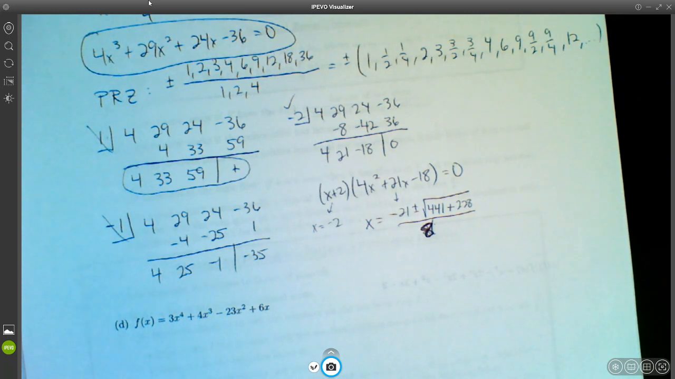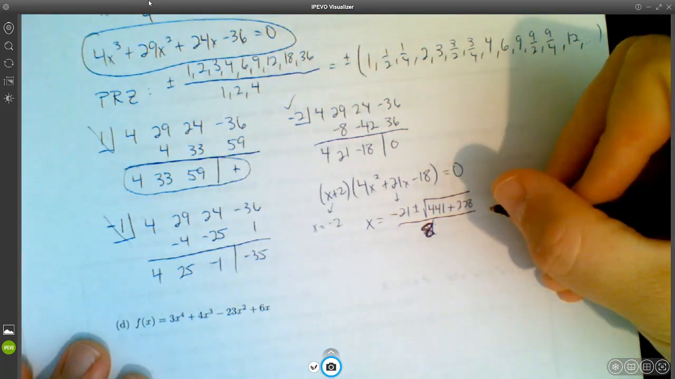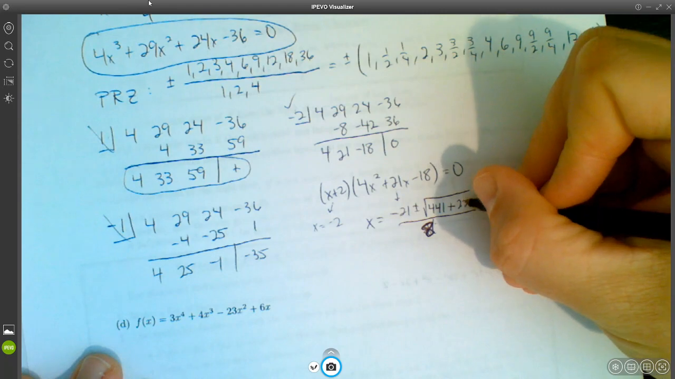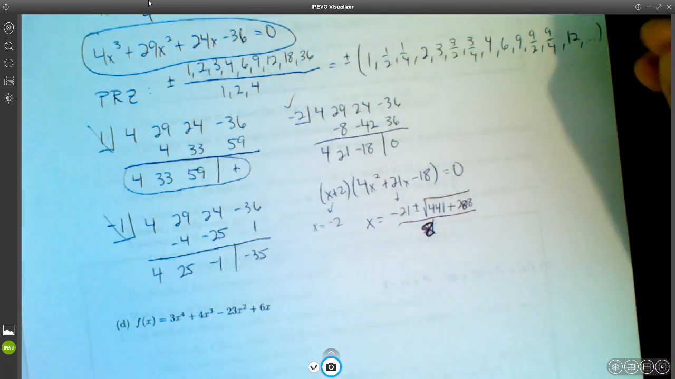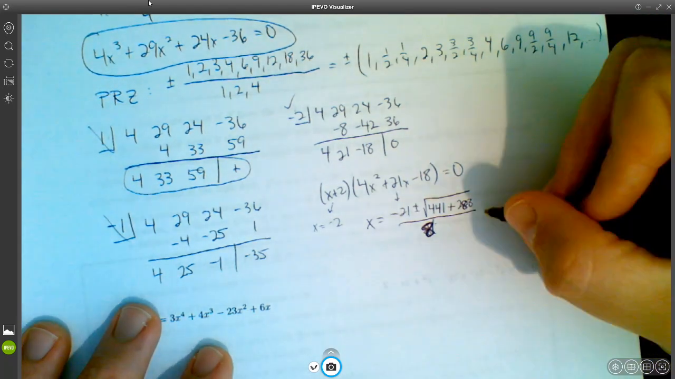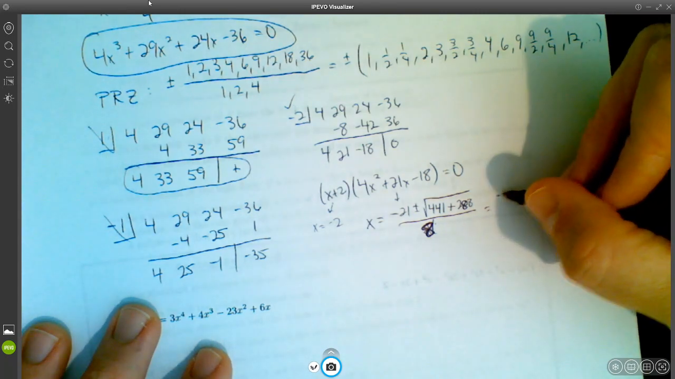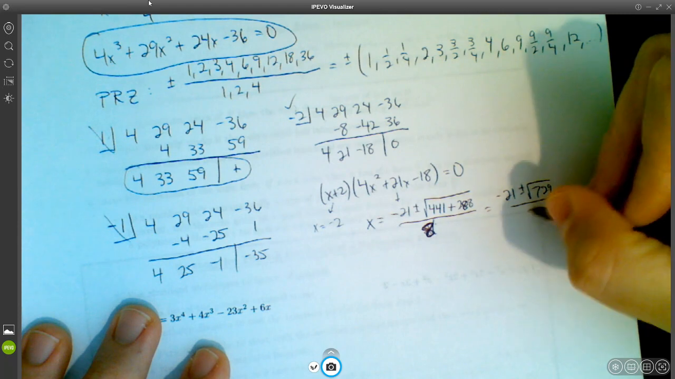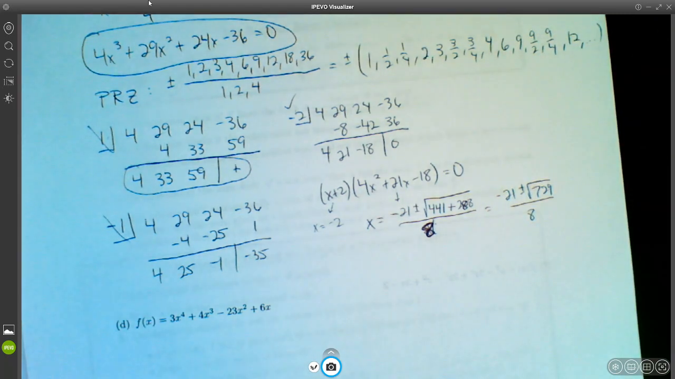Okay, 288. Oh my goodness. I'm sorry. Okay, it was because I was putting 228 instead of 288. It's 288. There you go. Okay, well this would be factorable then. This is negative 21 plus or minus the square root of 729 over 8. Oh my goodness. You're probably sitting there watching this saying, this is our teacher? Sorry, you're stuck with me.